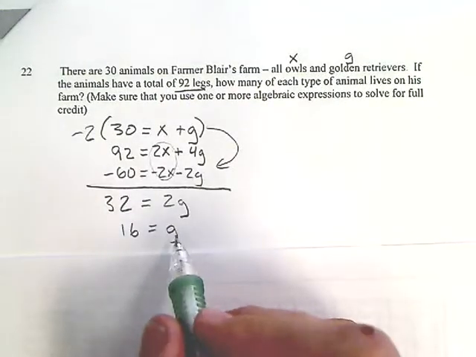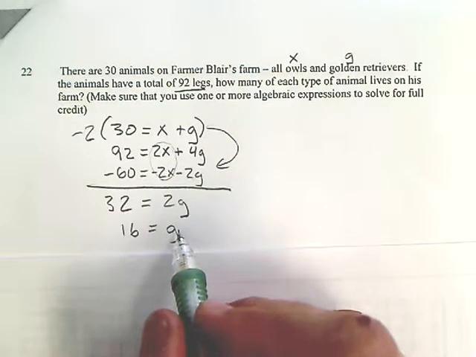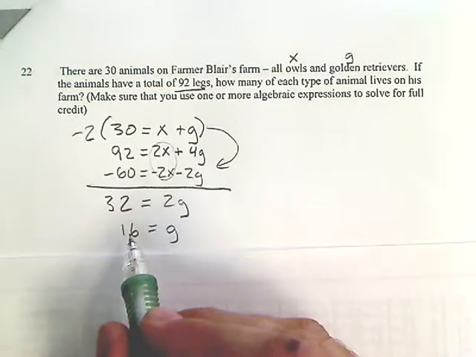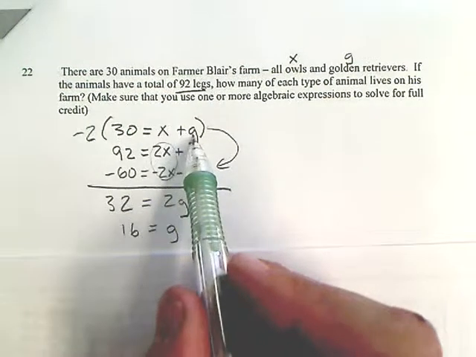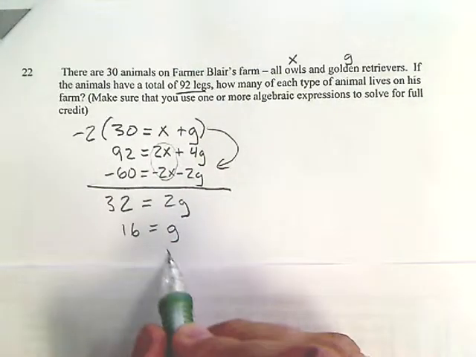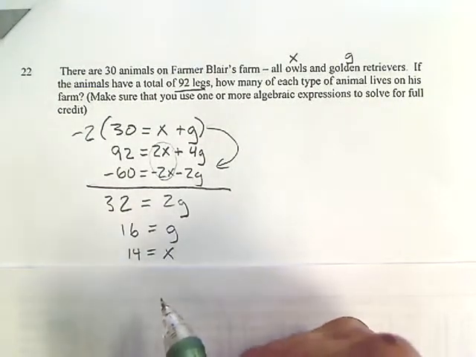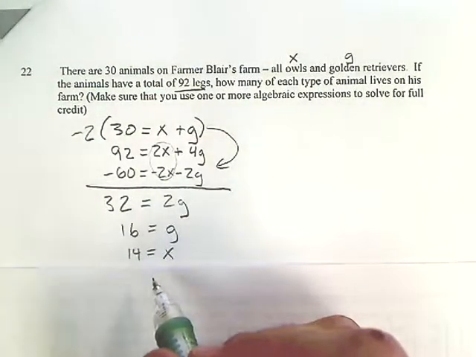So there's 16 golden retrievers. If there's 16 golden retrievers, how many owls will there have to be? Well, plug 16 in for g, subtract 16 from both sides, and x would be 14. So there's 14 owls, 16 golden retrievers.